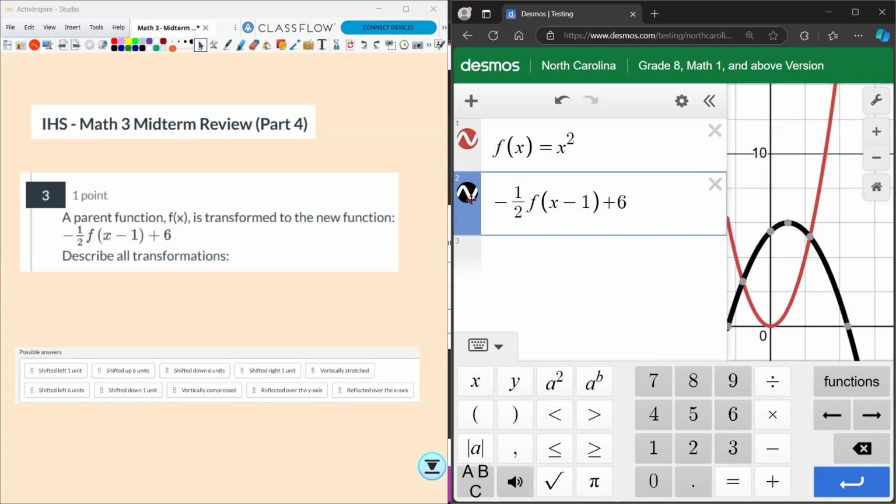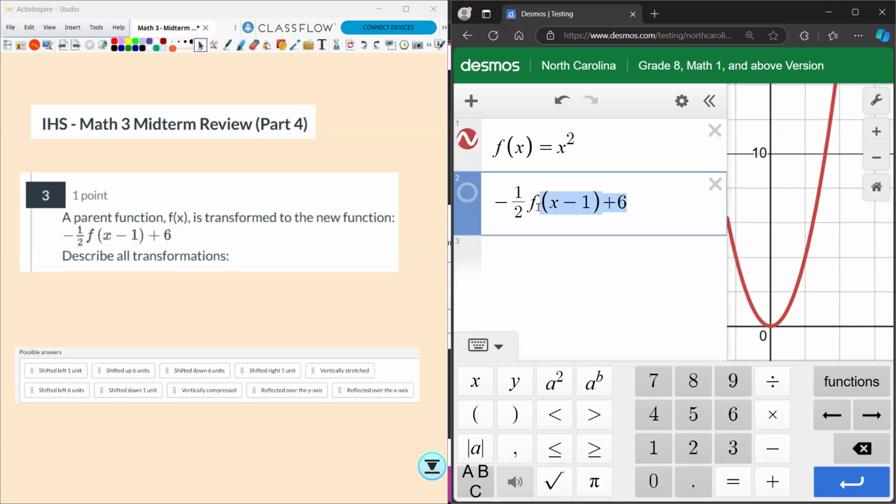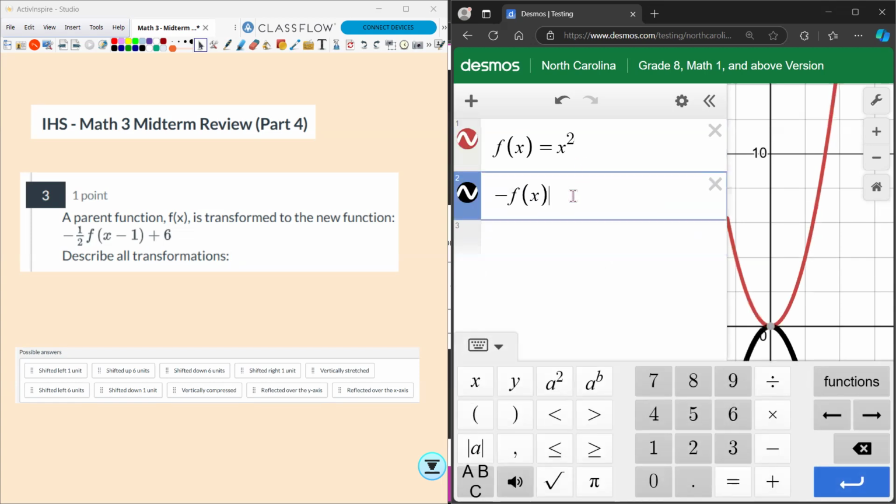First, let's focus on what happens if I just do a negative. So let me get rid of all that, get rid of that 1/2. That negative is flipping it over the x-axis. So anytime you have a negative on the outside, that's going to be a reflection, and that's going to be a reflection over the x-axis.